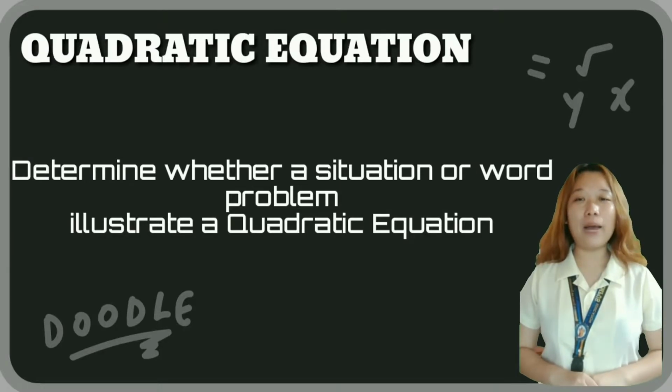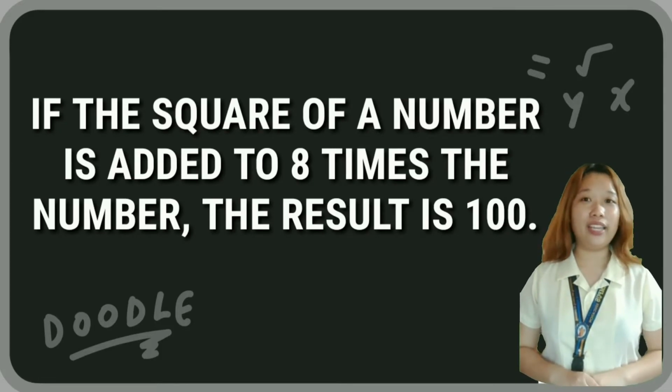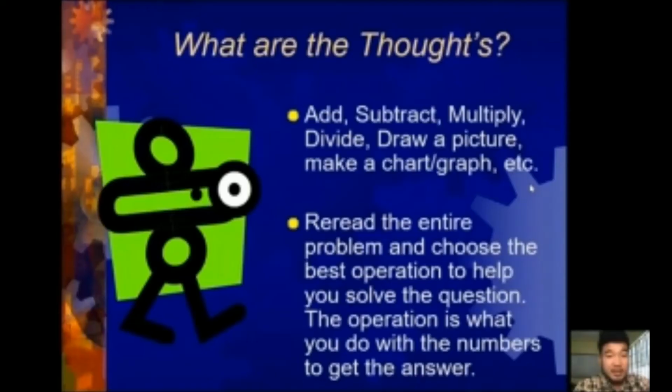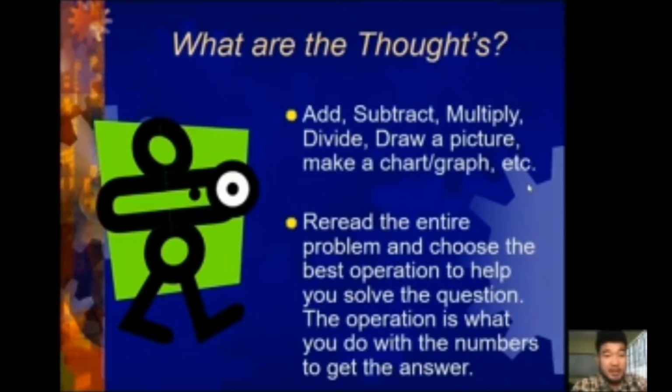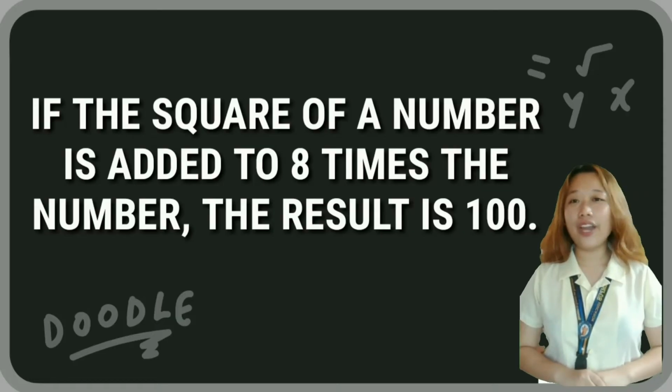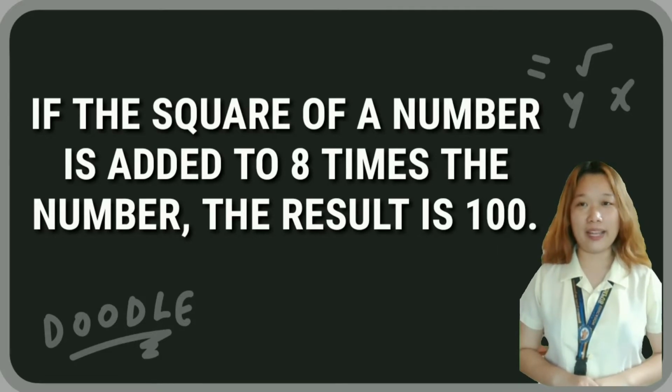Let's read the first sample situation here. If the square of a number is added to 8 times the number, the result is 100. Reread the entire problem and choose the best operation to help you solve the question. The operation is what you do with the numbers to get the answer. Again, if the square of a number is added to 8 times the number, the result is 100.